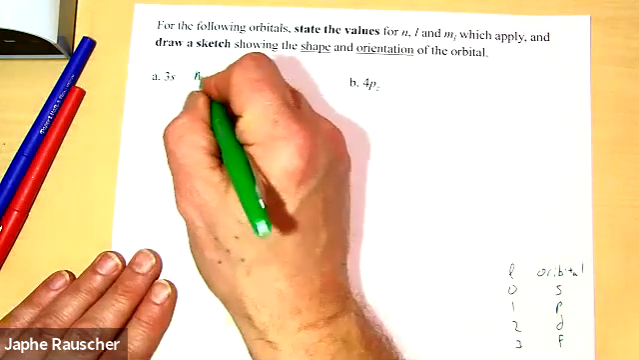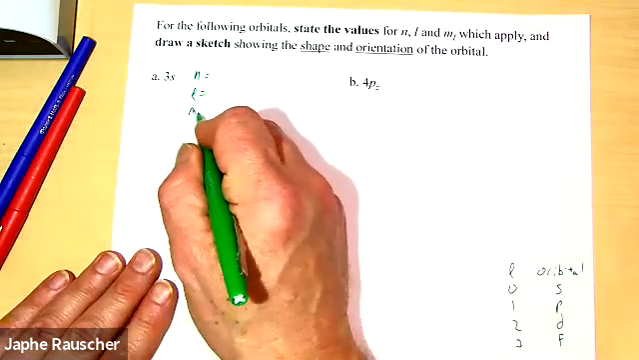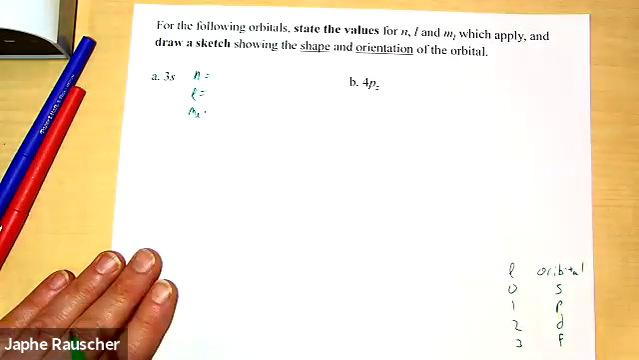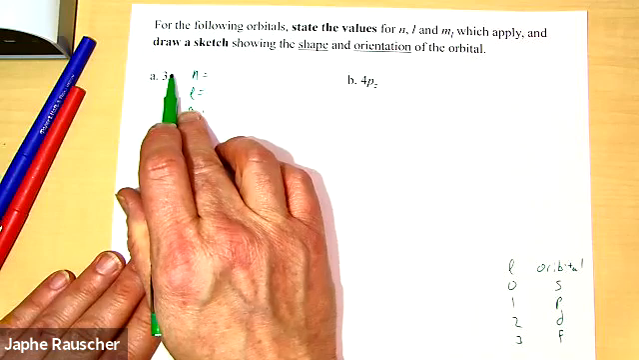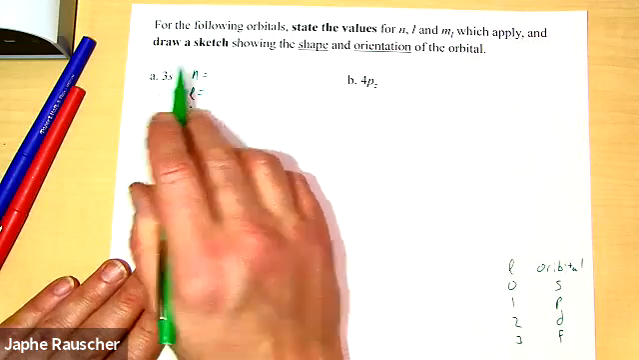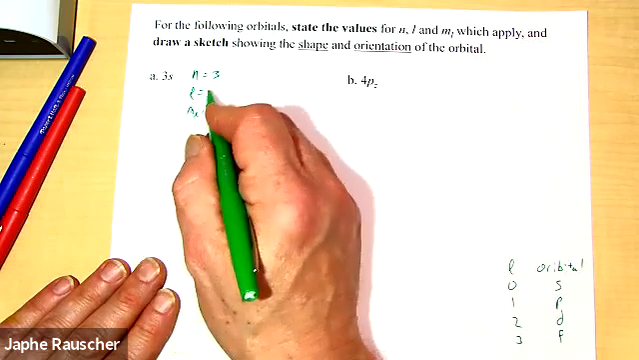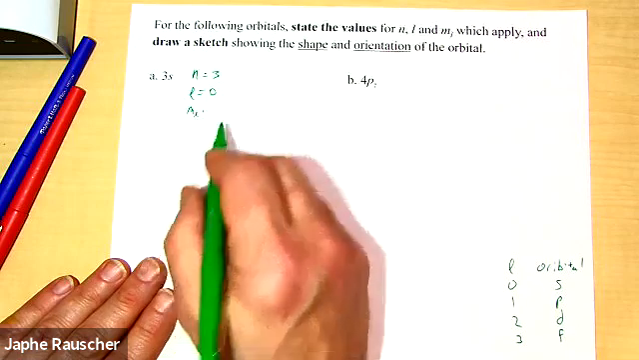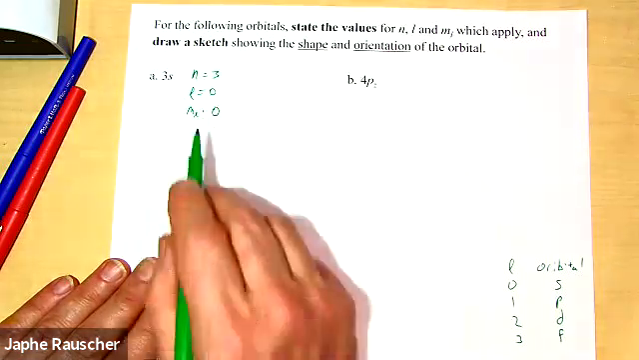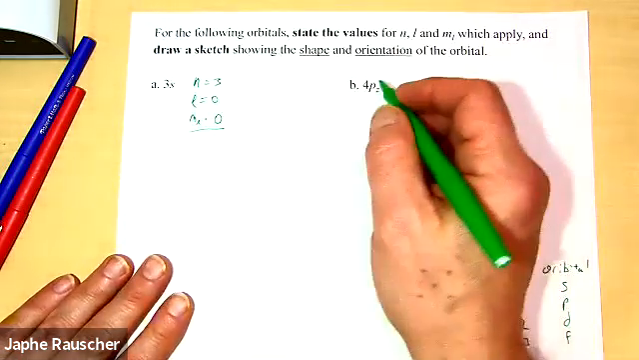So we have N, we want to know what N is, L, and M sub L, right? We've been given the orbital designation. So we know that N is equal to 3, and S means that L is equal to 0. So if L is equal to 0, then M sub L has no choice but to be 0 only. That's the only choice it can be.